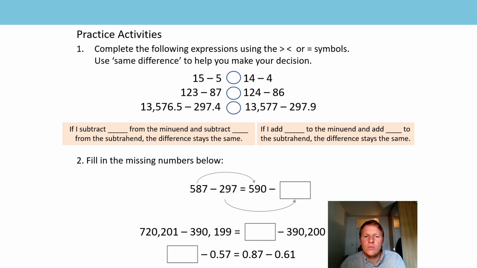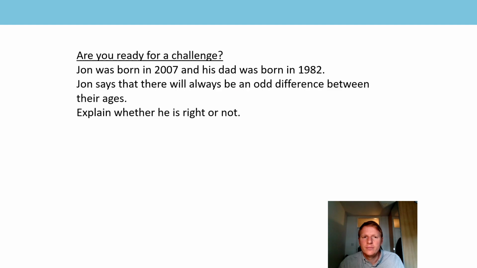And then there's 2 more. 720,201 subtract 390,199 is equal to something subtract 390,200. Oh, I think I can see a connection there. And the final one with some decimals, something subtract 0.57 is equal to 0.87 subtract 0.61.